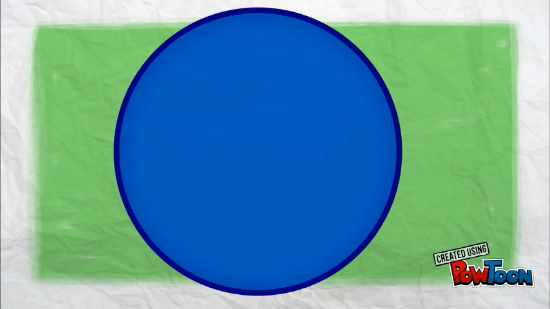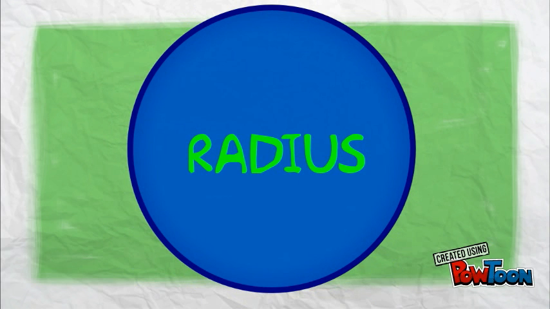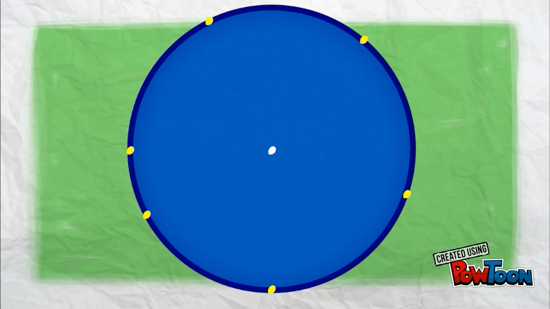And now, let's get to know the first part of the circle, which is the center. Center is the fixed point which is equidistant to any points on the circle. And now, let's get to know the second part of the circle, which is the radius. The radius is the distance from any points in the circle to the center.